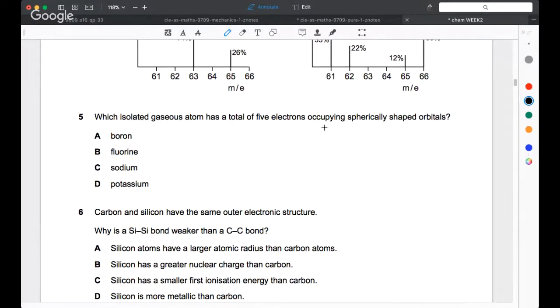Okay, so they're asking which has 5 electrons in the S orbital. Yeah, S orbital. So sodium. Yeah. So this has 2, this has 3, 4, 5. And you don't need to go to the P block or D block. It's just the S block. So it would be sodium. Okay.